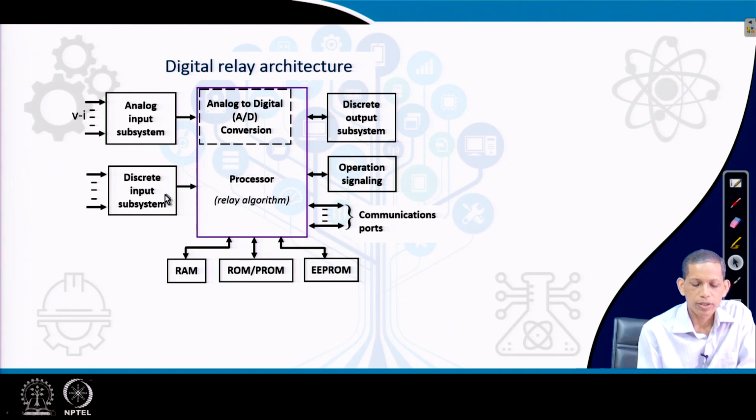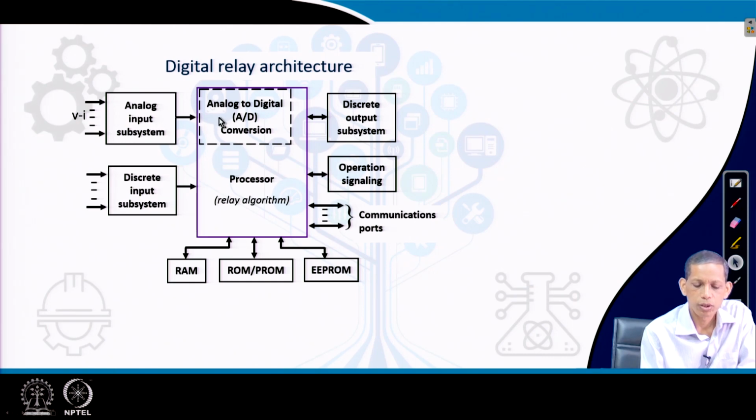Furthermore, the relay can take different signals from other relays also in the form of discrete inputs. It can make a decision and communicate to other relays, or to the substation also, through the different communication ports. Its output can be communicated to the circuit breakers which it is connected to.